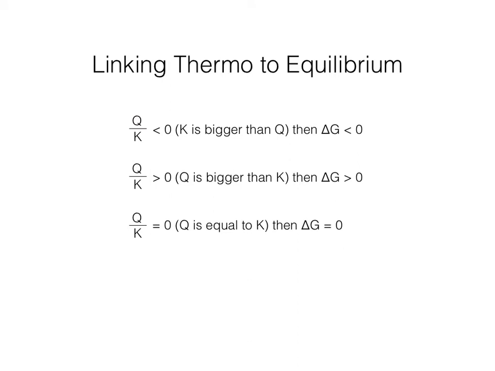So, if Q divided by K is less than 1, this means that K is bigger than Q, then delta G is negative and the reaction is spontaneous.